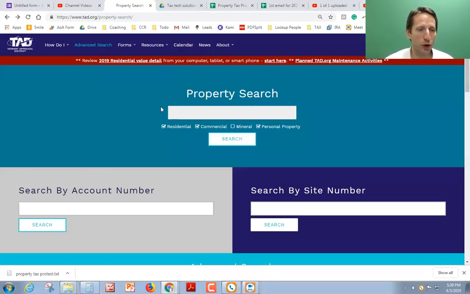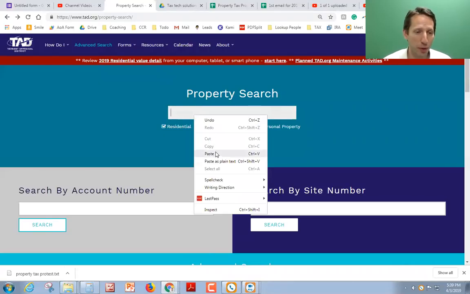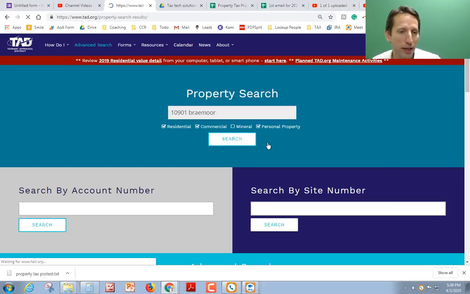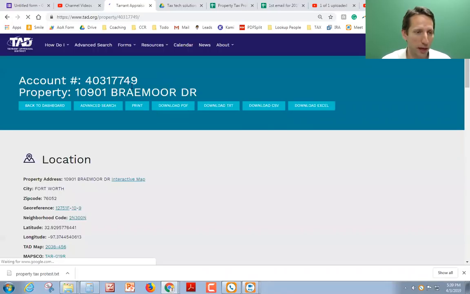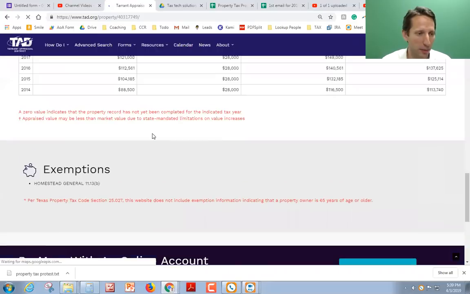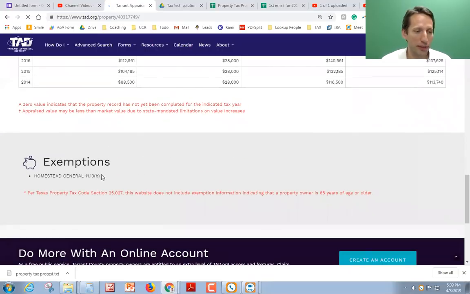So first, I am going to share my screen like this. All right, here we go. First, go to tad.org, then put the property address in here. Next, you're going to click this account number here. On the next page, just go ahead and scroll down to the bottom here. Now, let's talk about homestead exemptions for a second.